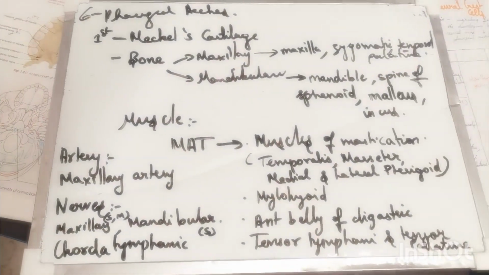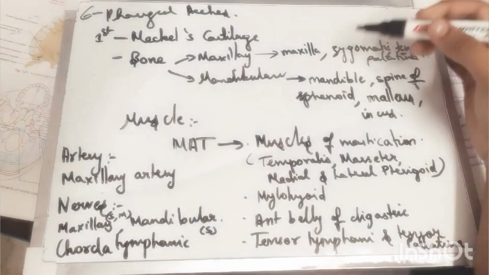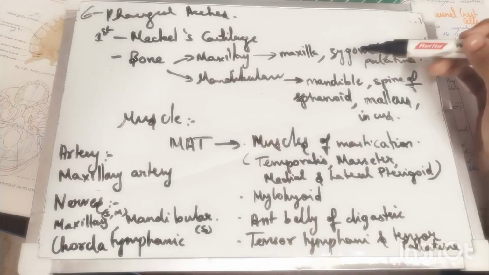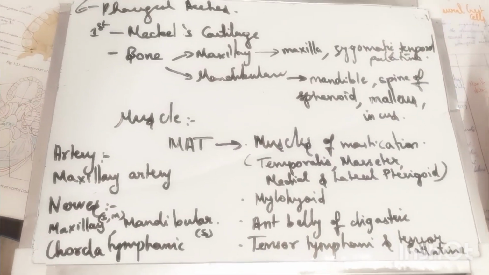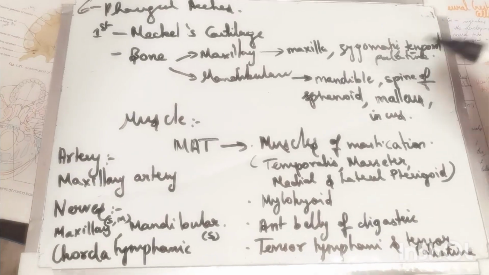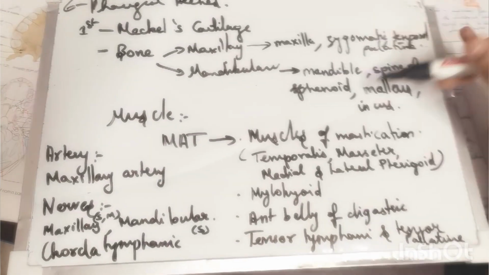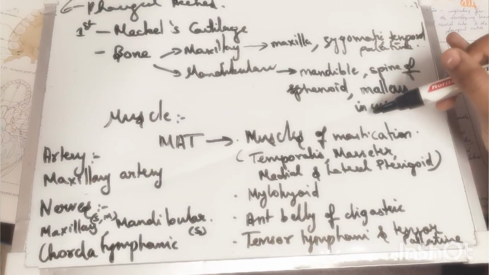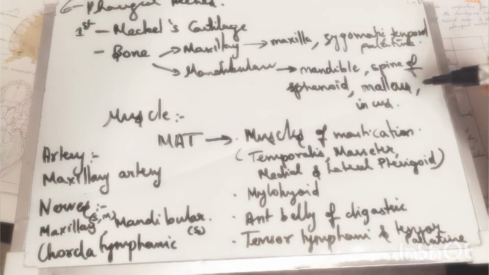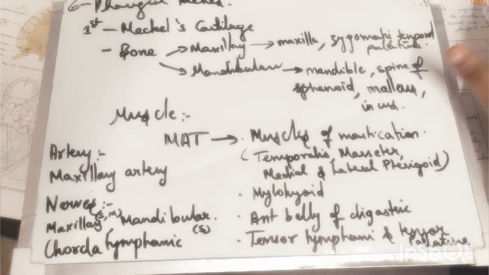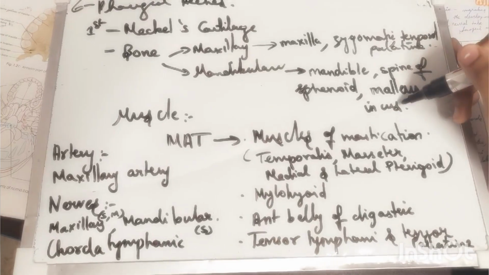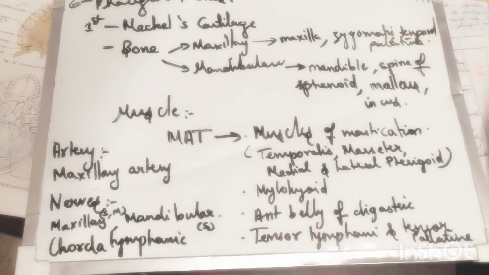Maxillary and mandibular. In the maxillary part, we are deriving the maxilla, zygomatic, temporal, and the palatine bones. And in the mandibular, we have the mandible, spine of sphenoid, malleus, and the incus. Stapes is not here. Just remember that. It's going to be a very good clue for studying the next one. Malleus and incus are here, mandible, spine of sphenoid.